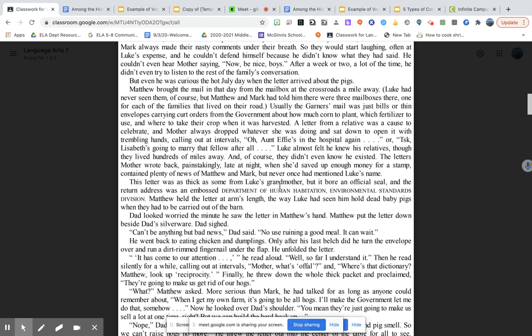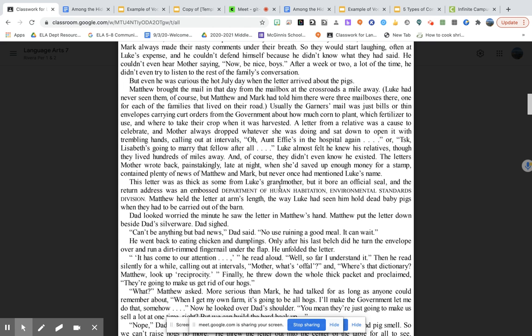So again, you can tell that the family doesn't really have money. How do I know that? How do I know they don't have money? Because she didn't have enough money to get a stamp. Right. Exactly right. So they can't afford a stamp, and stamps are not very expensive. So the fact that they can't afford a stamp shows you that they really don't have much money at all.